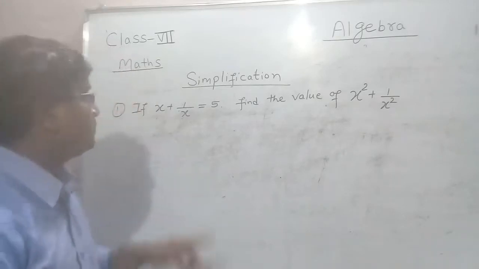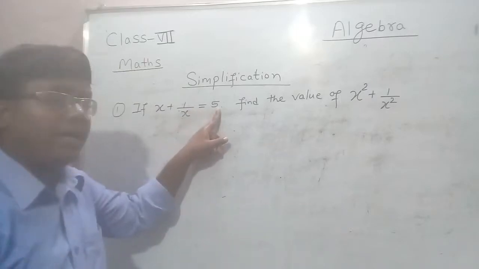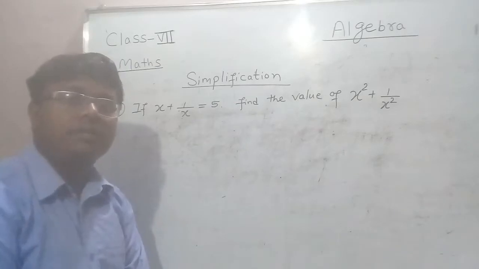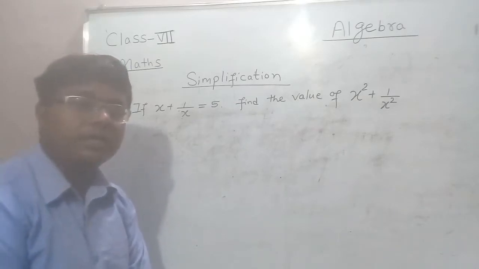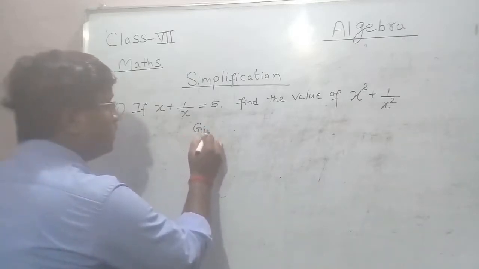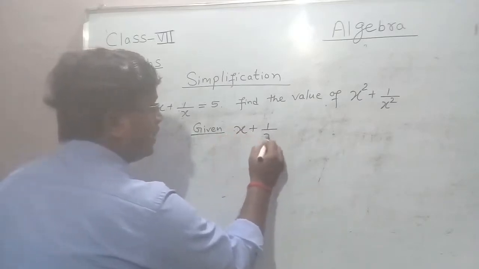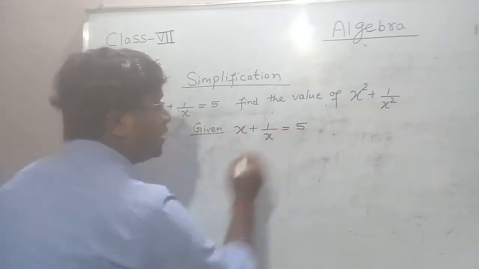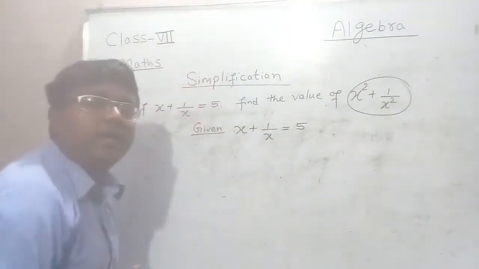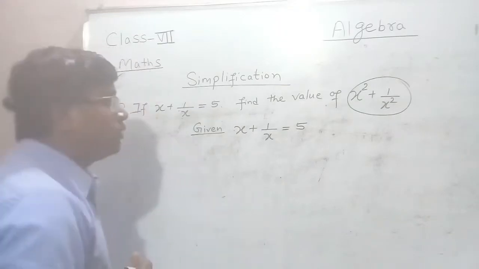The question is, if x plus 1 upon x is equal to 5, find the value of x square plus 1 upon x square. So what we have to do: what is given to us? The given thing is x plus 1 upon x is equal to 5. What we have to find is the value of x square plus 1 upon x square.